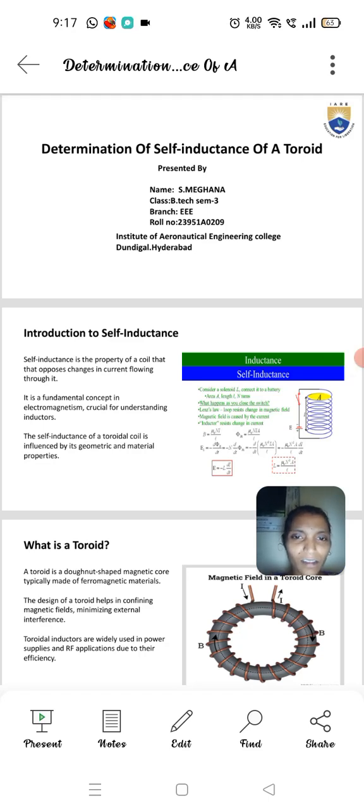Today, my topic is determination of the self-inductance of a toroid, presented by S. Meghana, class BTech third sem, and I am studying in Institute of Aeronautical Engineering College, Tundigal, Hyderabad.